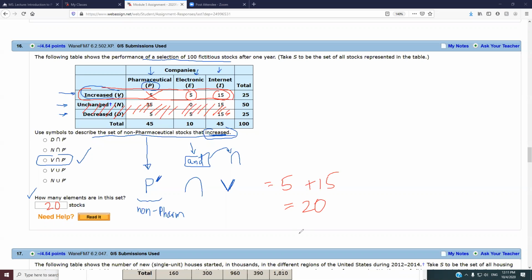Okay, so the key of this problem is recognizing that the set they're describing is really an intersection, because the set has to be the set of stocks that increased, and they also have to be non-pharmaceutical stocks to be in the set that I'm interested in.